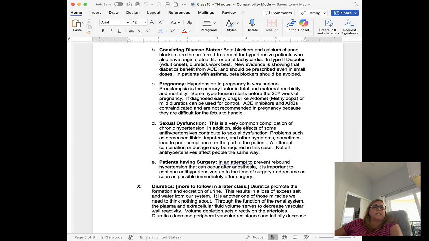Sexual dysfunction is a common complication of chronic hypertension, but it also tends to be a side effect of some antihypertensive drugs, particularly beta blockers. Problems such as decreased libido, impotence, and other symptoms sometimes lead to poor compliance on the part of the patient. So we need to think about what we are going to do. Maybe we can change the dose, maybe a different combination. But remember, it's hit or miss, a trial and error. Not all antihypertensives affect people the same way, so we have to make it very individualized.